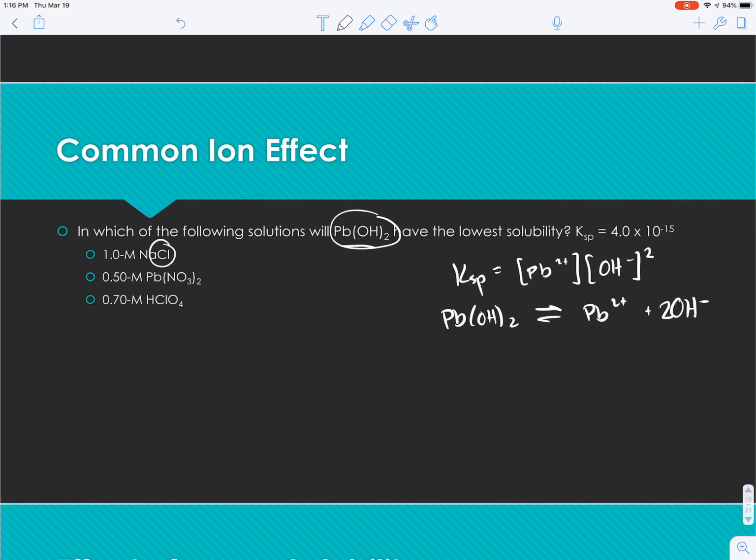We can see, because this compound has hydroxide in it, that it will be susceptible, like changes in pH will affect its solubility. But chloride will not affect the pH. It doesn't do anything with water. So the chloride and the hydroxide aren't going to get together. Obviously, the chloride and the lead.